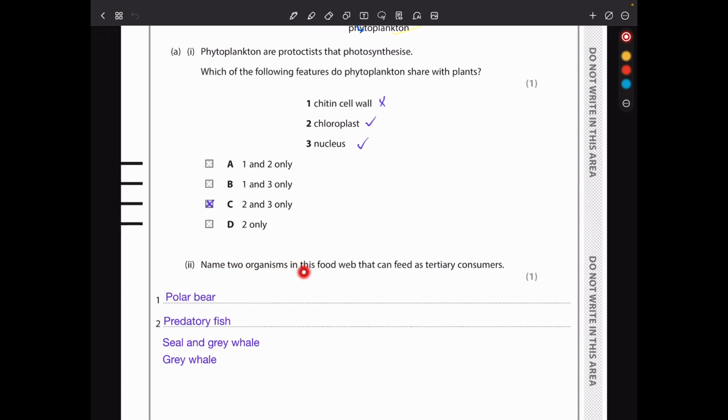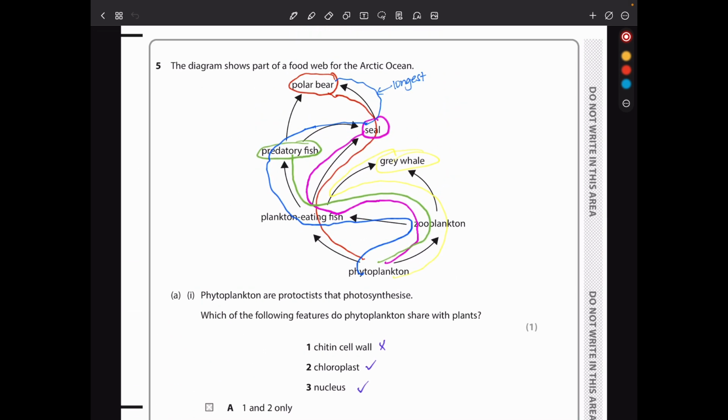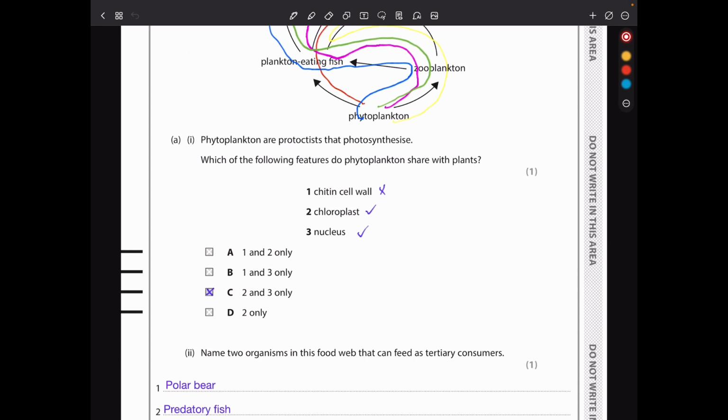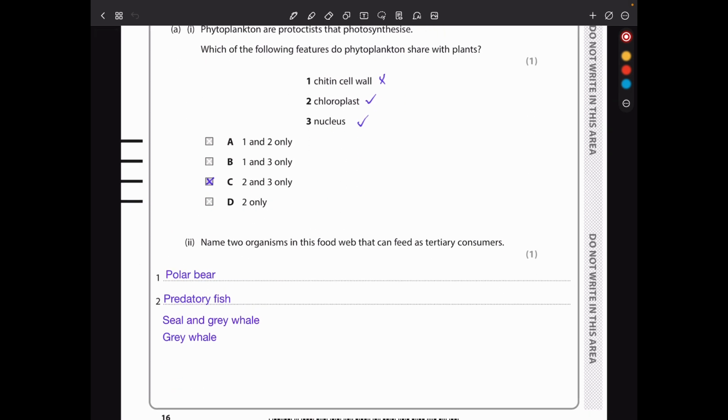Then they ask for the organisms in the food web that can feed as tertiary consumers. I use different colors to show the different pathways. This is producer, primary consumer, secondary, and tertiary, so the gray whale. And then next, producer, primary consumer, secondary consumer, and then tertiary. So this one here is a tertiary consumer. And then we went to producer, primary, secondary, tertiary, also the seal. And then producer, primary, secondary, tertiary, so the polar bear as well. So the answers are polar bear, predatory fish, the seal, as well as the gray whale.